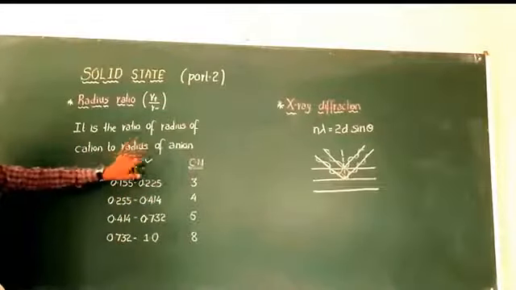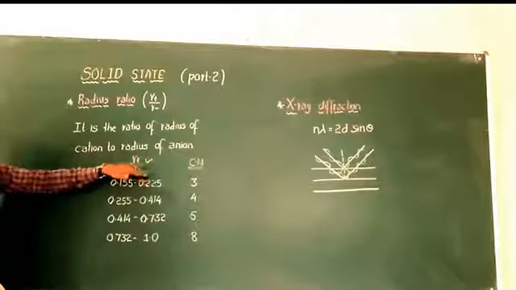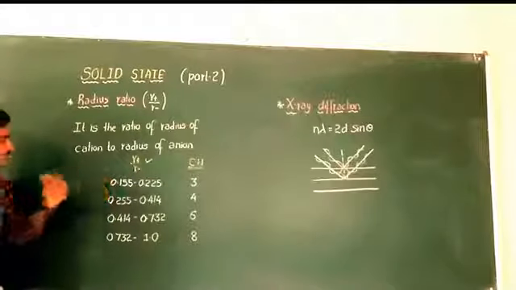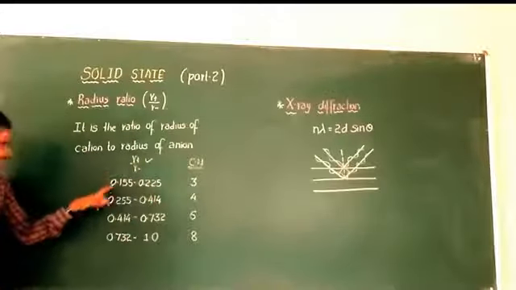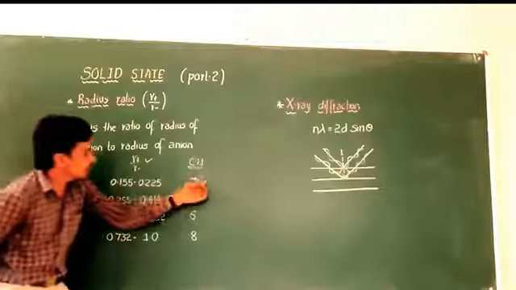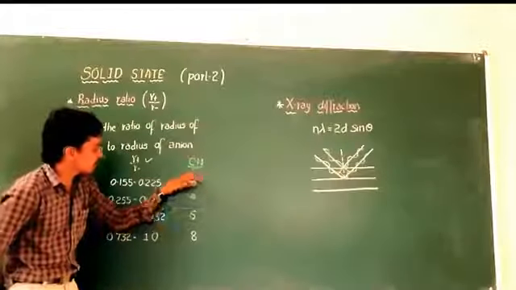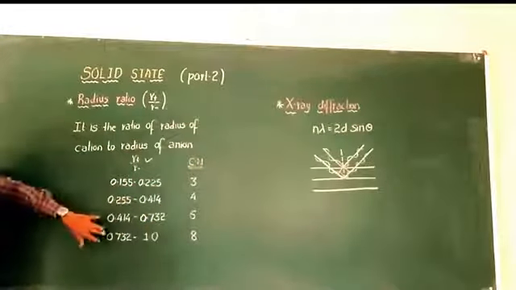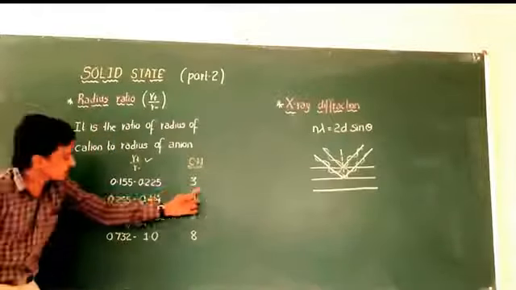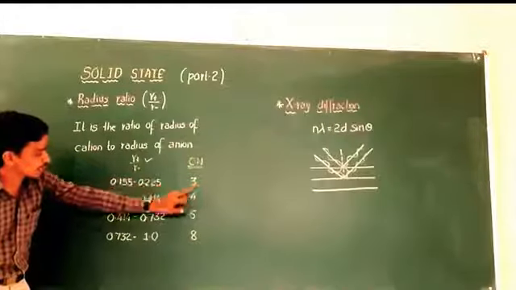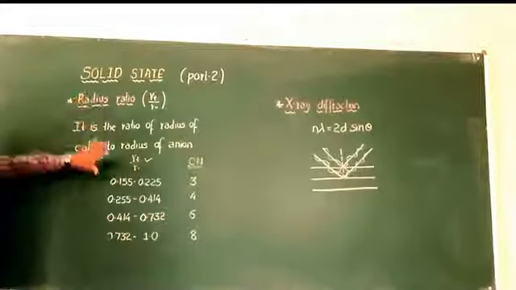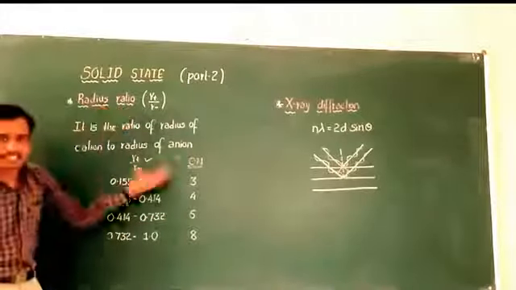How is it significant in the solid state chapter? If this value, r plus divided by r minus, meaning the radius of the cation to the radius of the anion, falls between 0.155 and 0.225, the coordination number is assumed as 3. Like this, the remaining values are also important. This is the significance of the radius ratio, and you can observe the coordination numbers: 3, then 4, 6, and 8. This is the point regarding radius ratio.